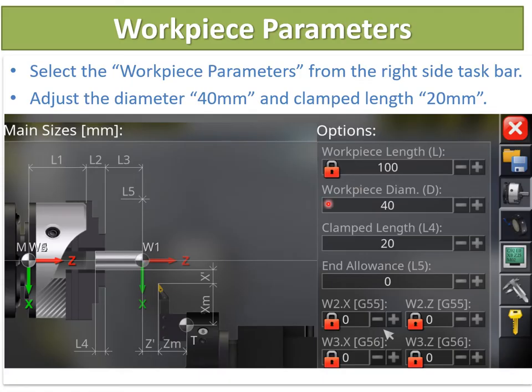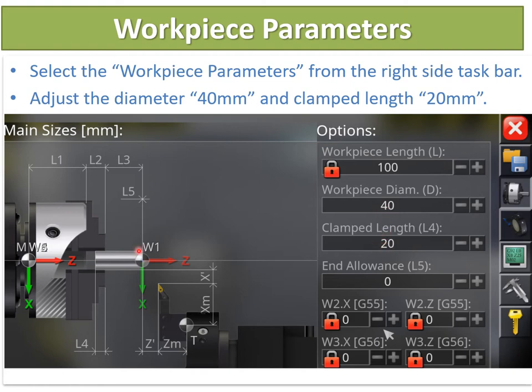After starting the new project, you will now set the workpiece parameters. For this, you will click this icon at the second right top side. This window will appear. This is the workpiece length, the initial length of our raw material, which I have set to 100 mm. This is the workpiece diameter, the initial diameter of our raw material, which in this case is 40 mm. This is the clamp length.